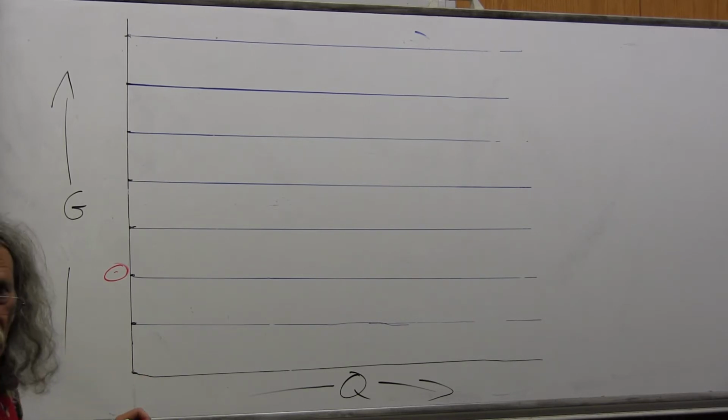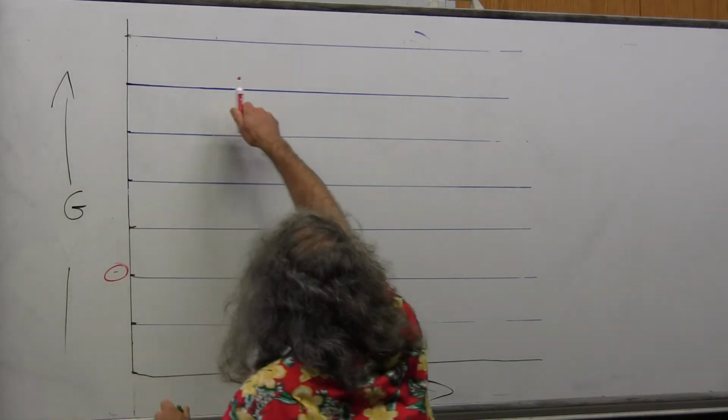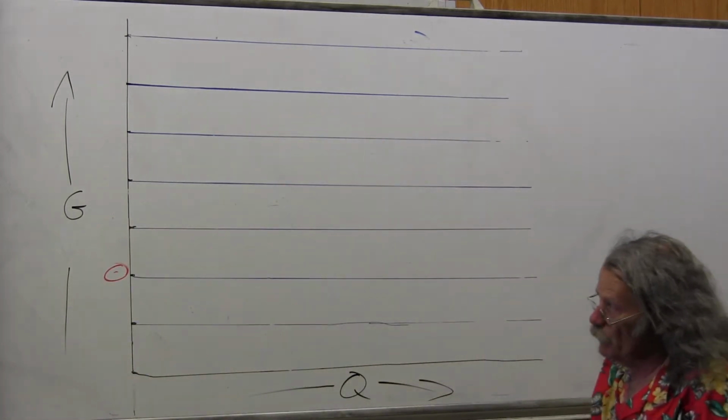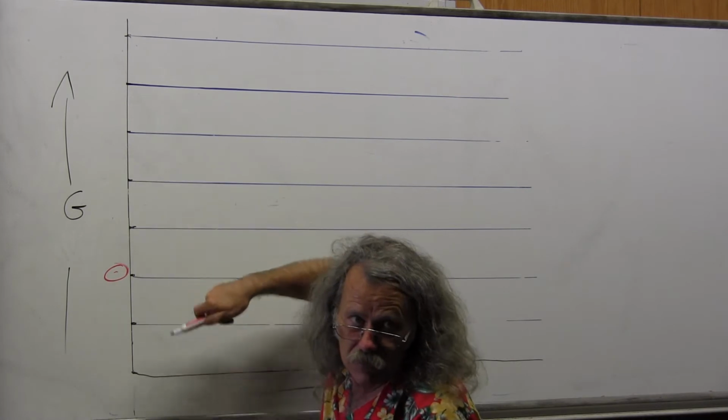Are you going to provide a graph on the test? Yes, it's going to come with lines like this. But I'm not going to have this detail in here.